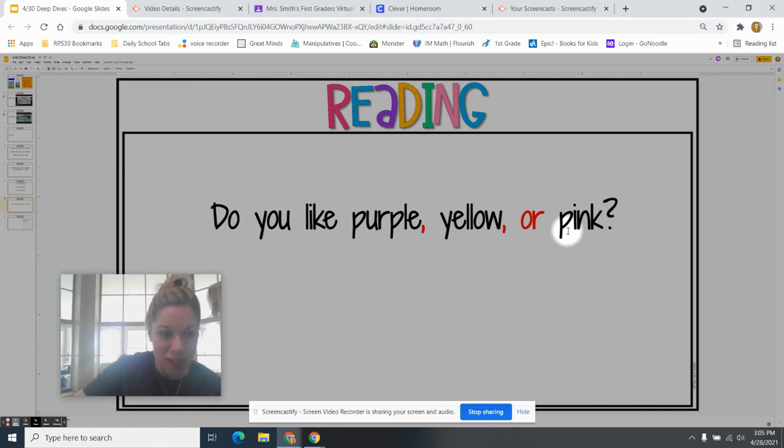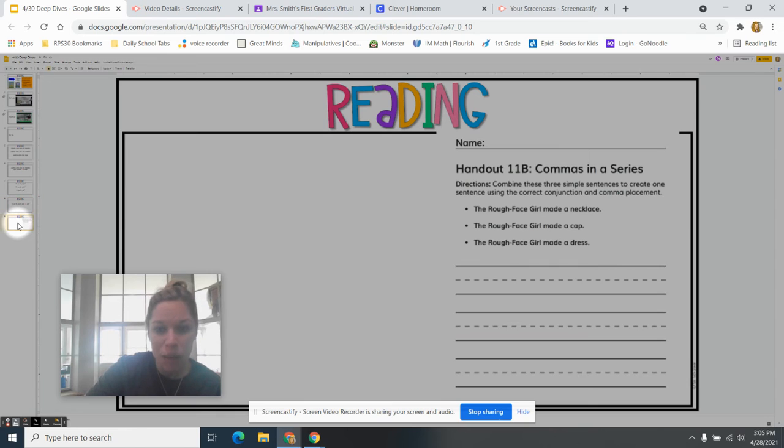So now you are going to try it. Now you're going to need to get out your Written Wisdom workbook and turn to handout 11B called Commas in a Series. And these sentences come from one of your stories, The Rough-Faced Girl. You will see 3 sentences there. The rough-faced girl made a necklace. The rough-faced girl made a cap. The rough-faced girl made a dress. You see that they all start with the rough-faced girl made.